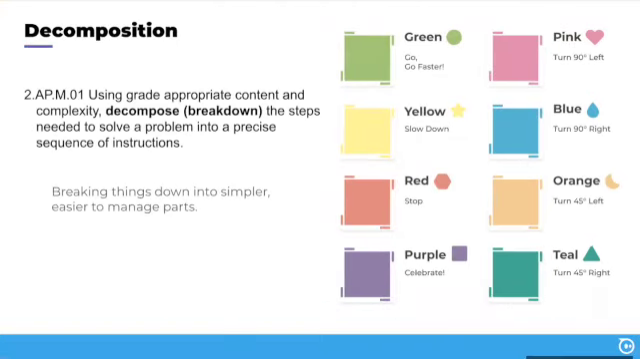And one of the first standards that we can jump into pretty much immediately is decomposition. Decomposition at a very basic level is breaking things down into simpler, easier to manage parts. The first thing that we can do with Indi is just figure out what each of these color tiles does. Understanding what each of the functions is a great way to start beginning some of these activities that you can do with Indi.